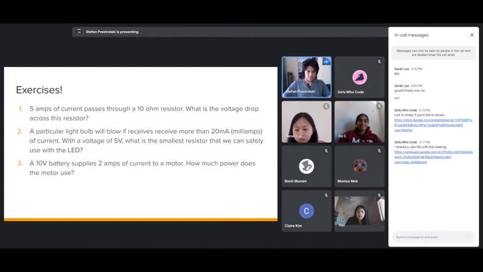Let me actually show one thing. So this part here has to be less than or equal to 0.02 amps, which means if we rearrange the equation, we get R is greater than or equal to 5 volts over 0.02 amps, which means R is greater than or equal to 250 ohms. That makes sense?